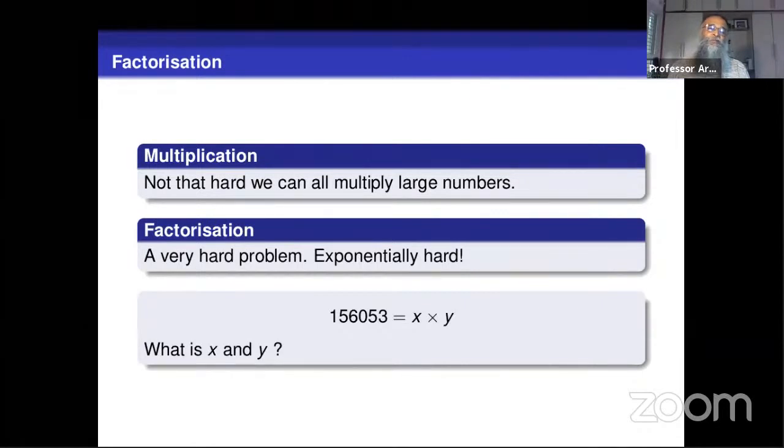Well, 156053. It is a 6-digit number. It's not a very large number. Many times if you multiply, say, a 4-digit number by a 3-digit number, you can easily get a 6-digit number.